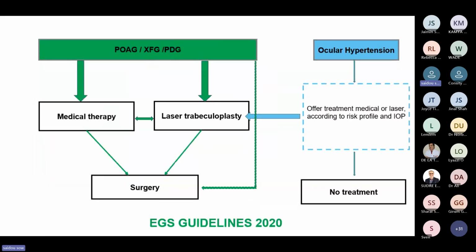But the LIGHT study has changed practices since 2020, because it is said that for primary open-angle glaucoma, so the exfoliative and pigmentary, it is either medical treatment or SLT. So you see, medical treatment and laser SLT are in the same place. So if you diagnose open-angle glaucoma or ocular hypertension, you can ask yourself the question of either medical treatment or SLT treatment.